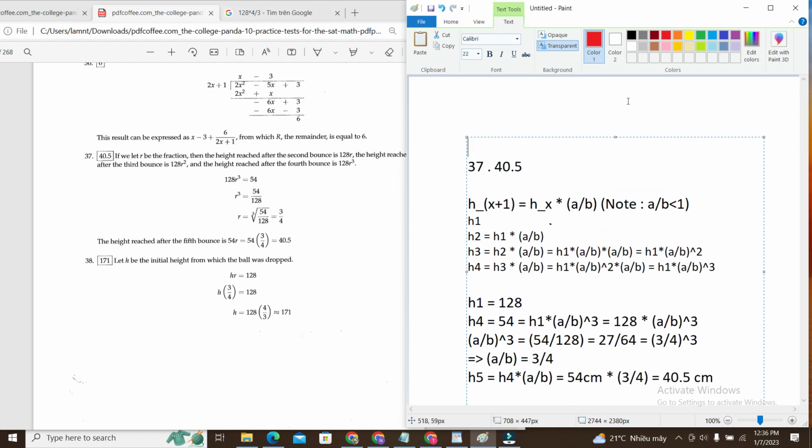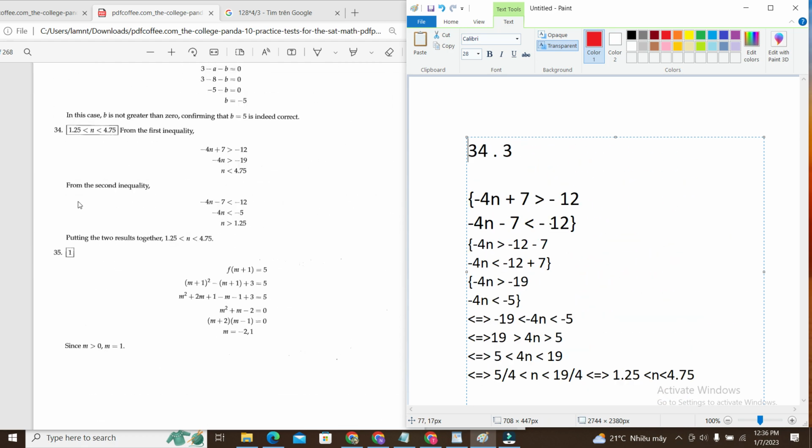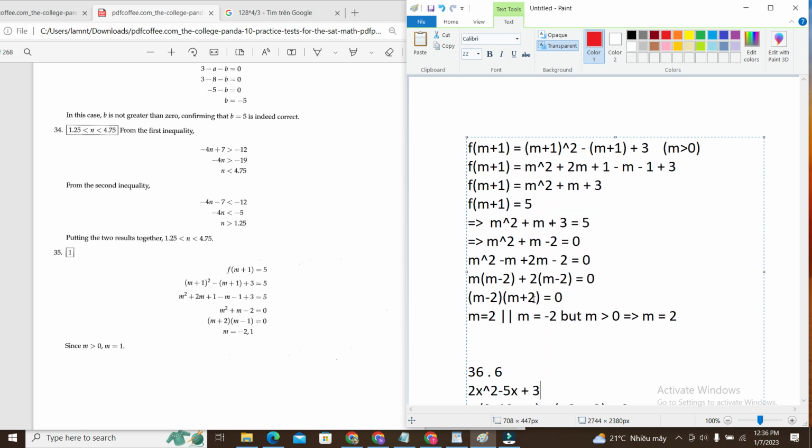Okay, so let's check all the answers we did today. For 34, we know that 1.25 is less than n, which is less than 4.75. So putting 3 in is reasonable. Okay, and 35 is 1.